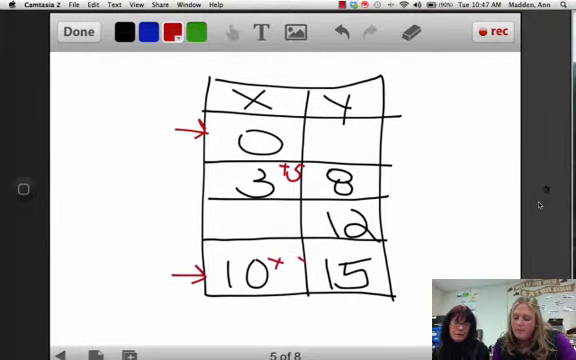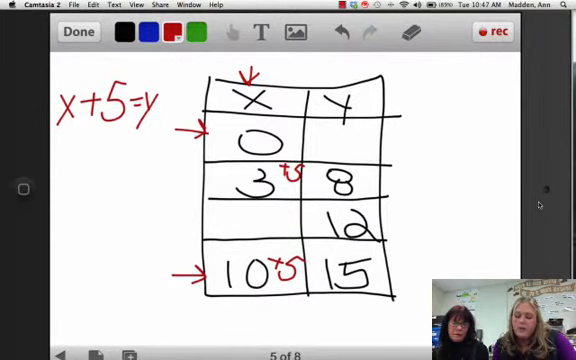10 plus 5 equals 15. So I know my pattern is to add 5. I take my x, here's my x right here, I add 5, and I will equal my y. So we have 2 blanks to fill in. X plus 5 equals my y. So in this blank, I should be having a 5 there.